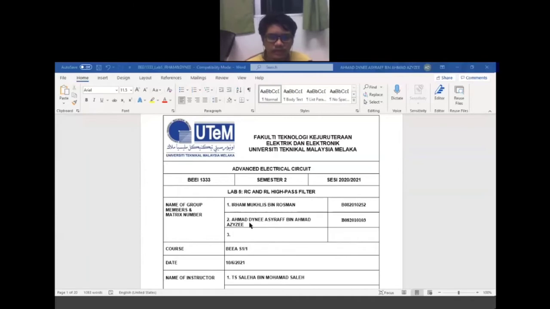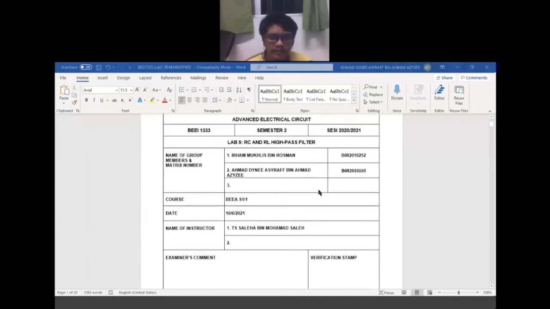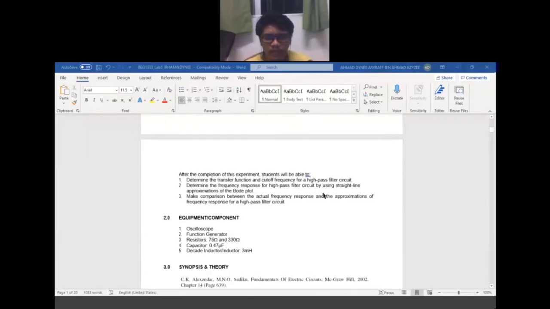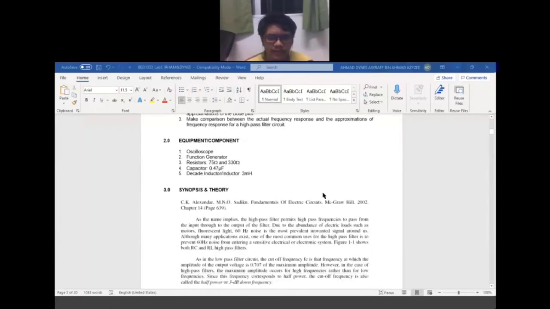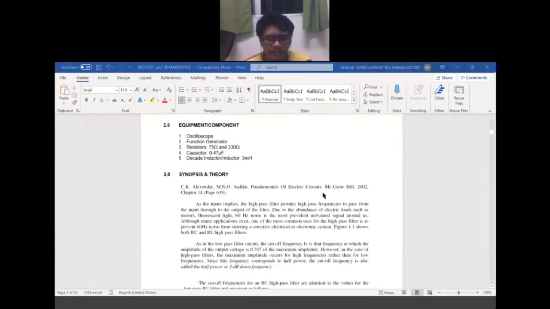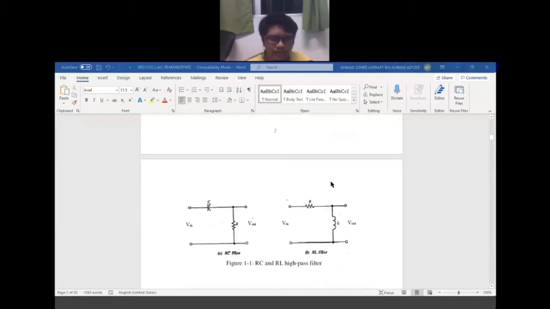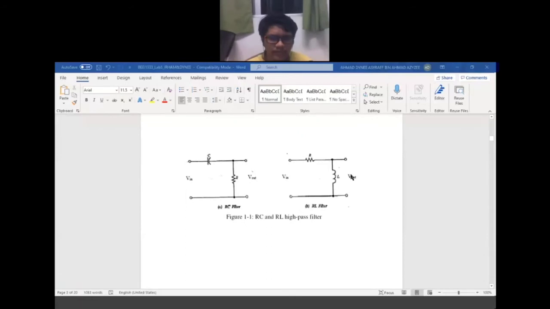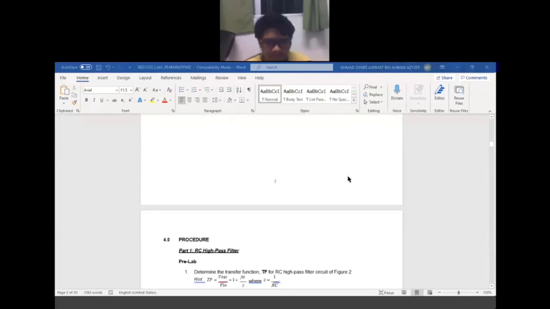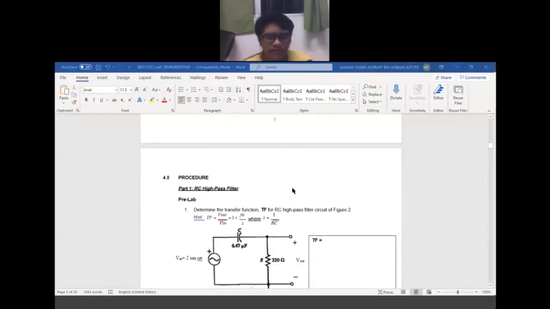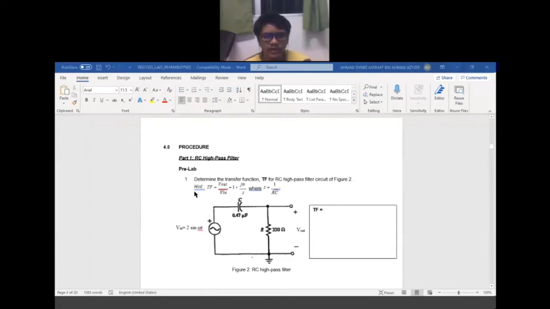We are going to present our lab file, that is RC and RL high pass filter. Last week, we did lab 4, the low pass filter circuit for RL and RC. This week, we are doing the high pass filter. The first part is the RC high pass filter, and this is the preset.